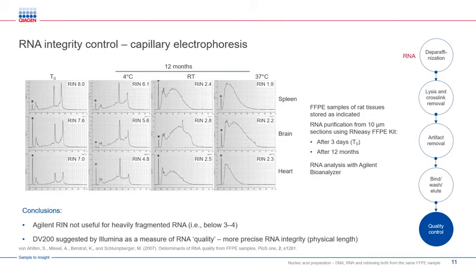So in our view, for RIN numbers below like 4 or so, they do not provide that much information or differentiation anymore. And apparently people at Illumina also came to the same conclusion. So they suggested an alternative parameter for RNA integrity, especially for sequencing, which they call DV200, which I will comment on in the next slide.